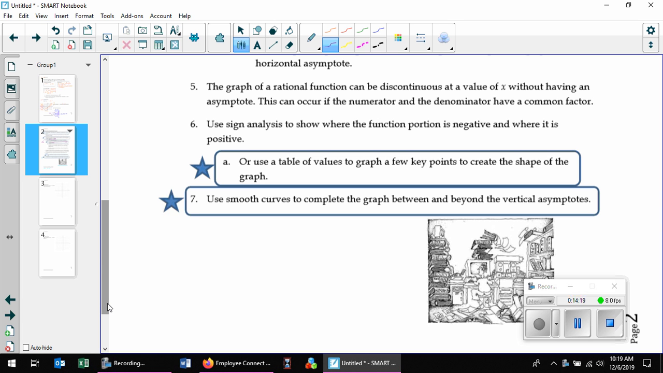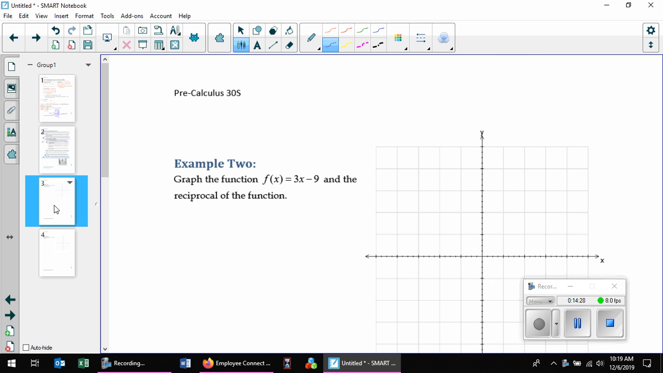It will make sense, and I just put these guidelines here. You're probably never going to go back and read them, but they're here if you need to refer to them, or if you have no clue what you're doing. Okay, so the first thing we're going to do is we are going to graph the function, and then we're going to graph its reciprocal.